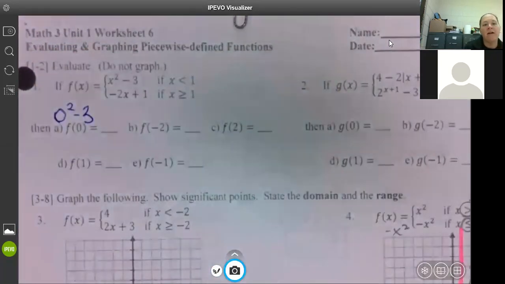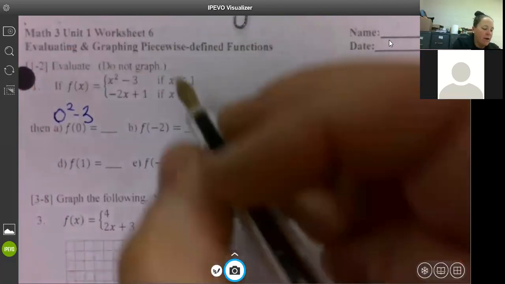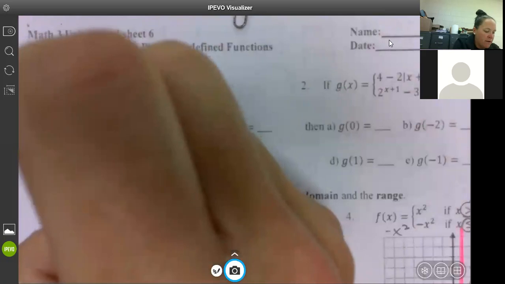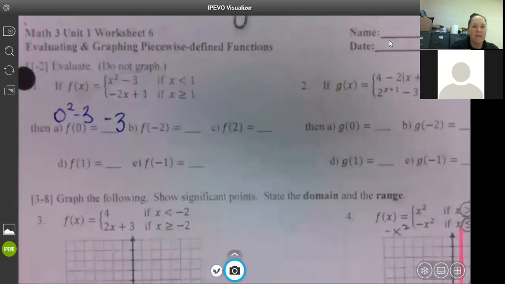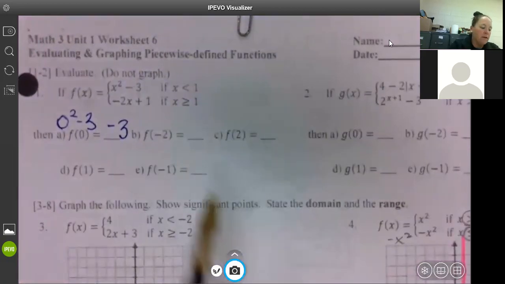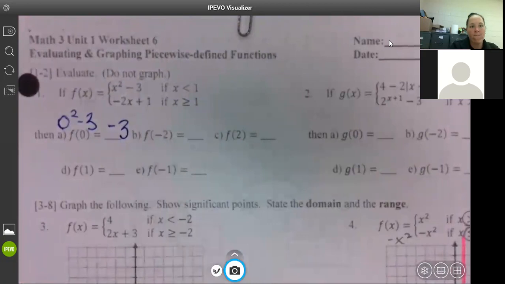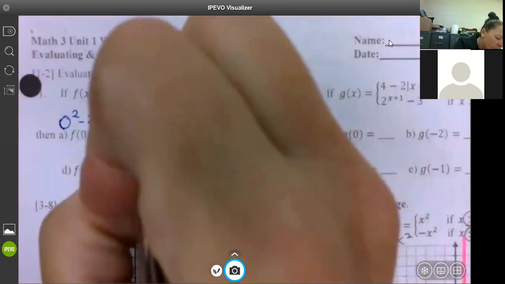And some of you did fine on this, just your work was bad. So you plugged it into the right function, but you didn't simplify right, like if it had a negative or something like that. All right, so 0 squared is 0 minus 3 is negative 3. And that's it. Okay, nothing crazy, nothing hard. All right, somebody else, where would negative 2 fall, the first one or the second one? The first one. So we would have negative 2 squared minus 3.